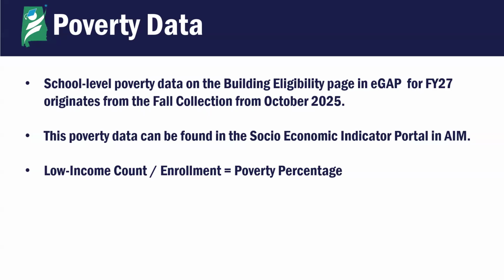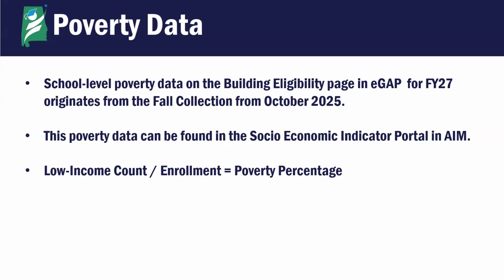Now, the poverty percentage is determined by the low income count divided by the enrollment. Now, the enrollment will not change. That's going to be a static number, and we'll talk more about that in a minute.